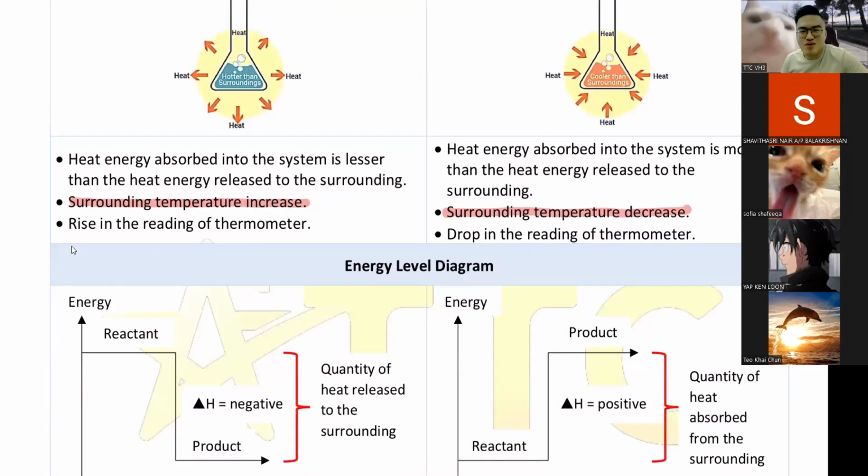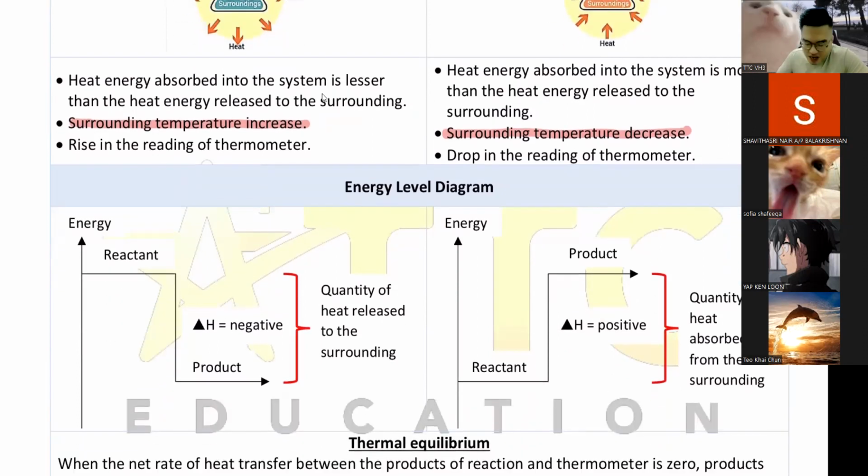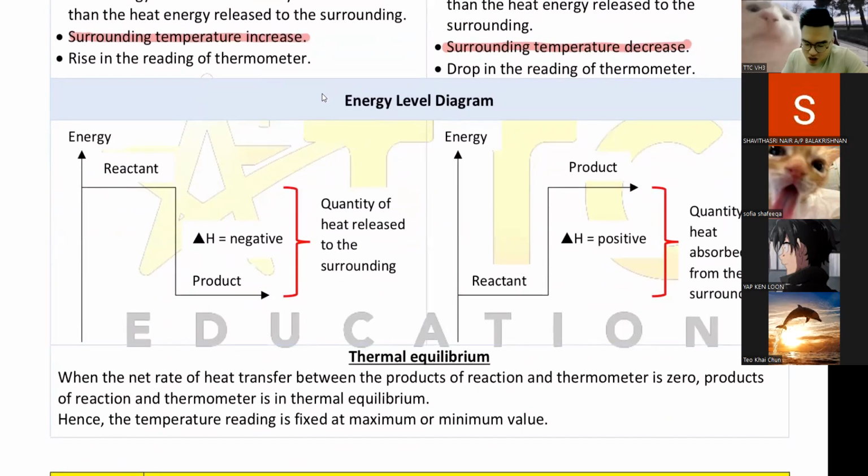Which chapters come out most? I would say equal lah. Definitely not Form 2 and Form 1. You should be grateful that it's not coming out. Anyway, so let's talk about this energy diagram.